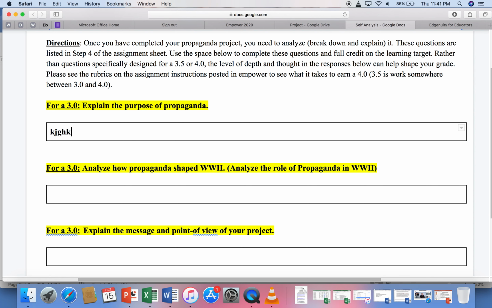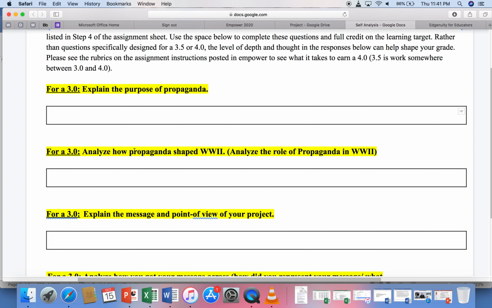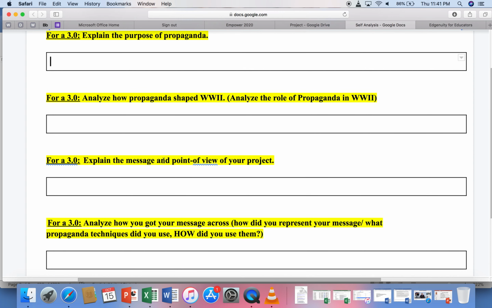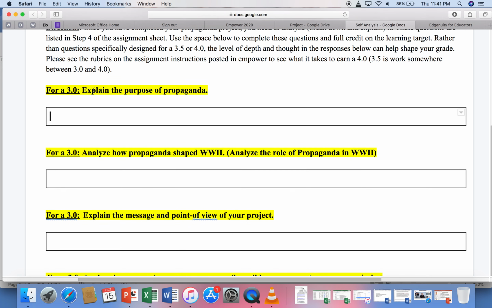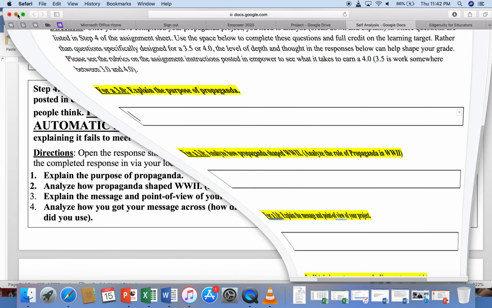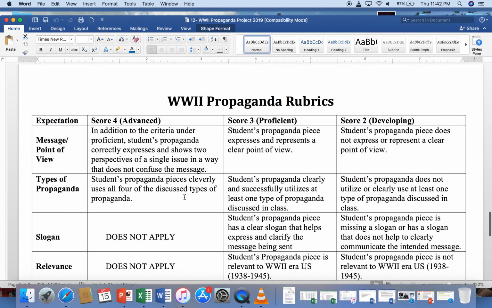However long it is, however short, whatever, right? So that first question, explain the purpose of propaganda, explain how propaganda shaped World War II, explain the message or point of view of your project, and analyze how you got your message across. Okay, and you'll notice here that there is nothing for a 3.5 or a 4, so everybody's required to answer all of these 4 questions. Basically, when you're done with this, you just finish it, turn it in through your locker, and this is the other half of your assignment, right? You have your drawing or your piece of art, and you have your explanation, which is right here. Okay? So I'm going to go ahead and move down here, and here's how this project is graded.